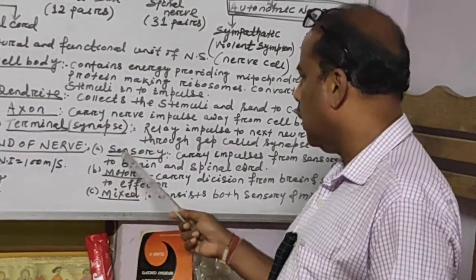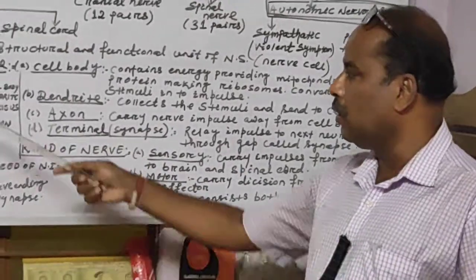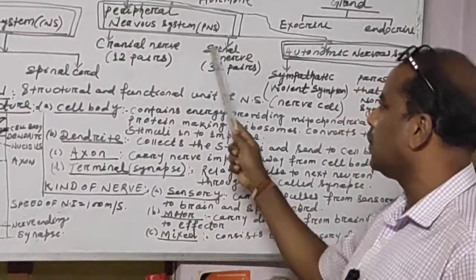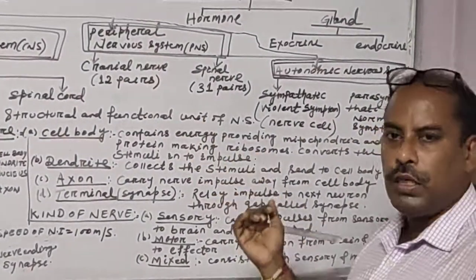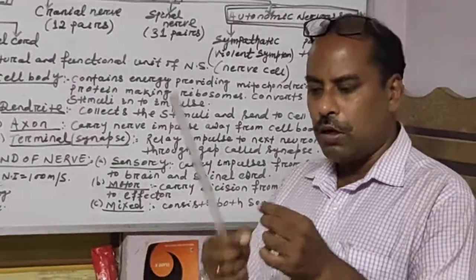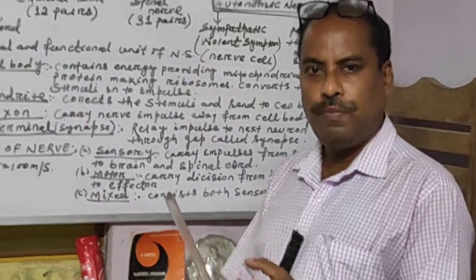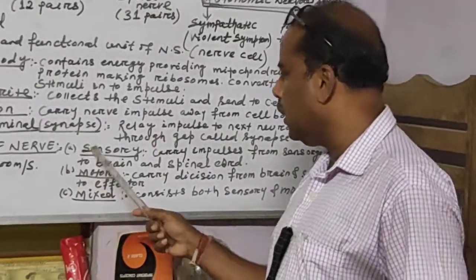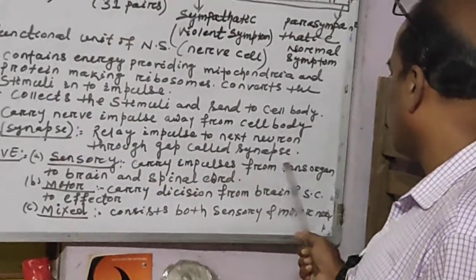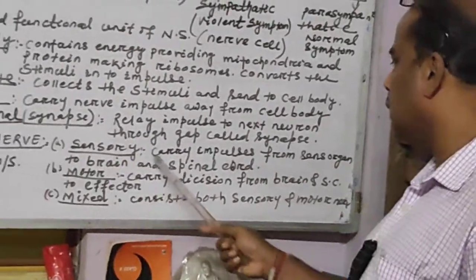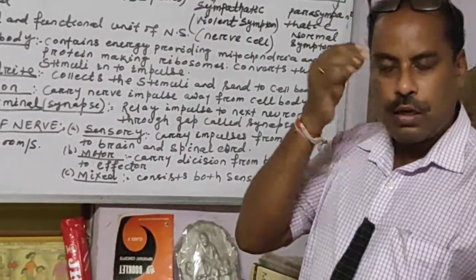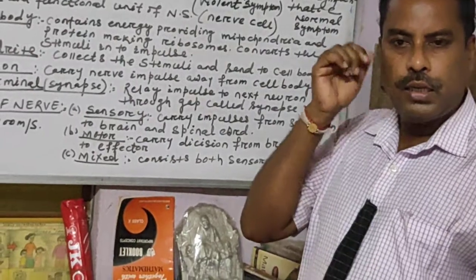Now let us see. Along with the neurons, there are also different types of nerves. The peripheral nervous system consists of only nerves. There are 3 types of nerves present in our body. These nerves are like conductors; they conduct the signal from one place to another. The first is the sensory nerve, which carries the impulses from the sense organs to the brain and spinal cord, from sense organs like skin, nose, ear, tongue and eyes.